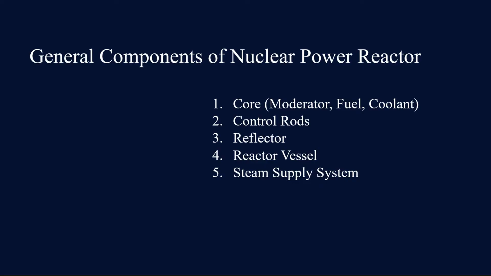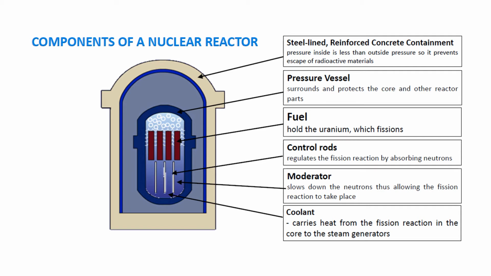In this video, we're going to discuss the general components of your nuclear power reactor: the core, which is comprised of your moderator, your fuel, and your coolant, and then the control rods, the reflector, the reactor vessel, and then the steam supply system. These are the main components of your nuclear reactor.